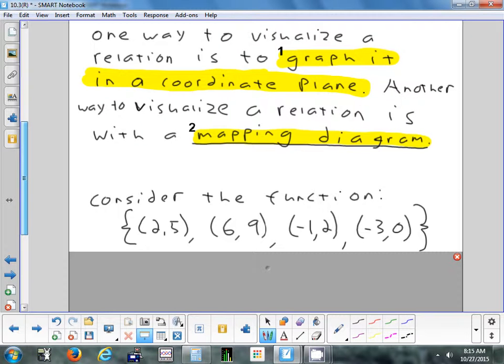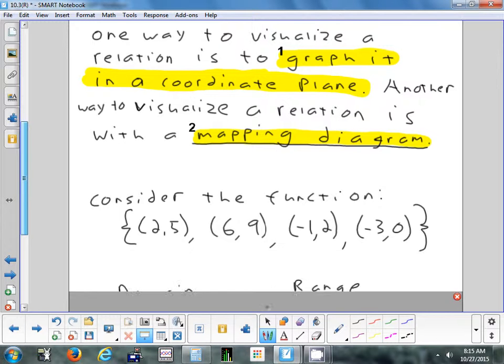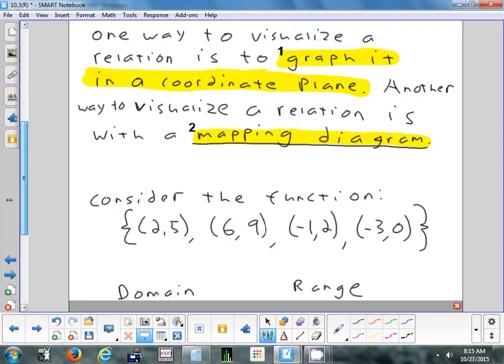I think yesterday I even drew a quick mapping diagram. I don't think I talked too much about it, but I drew some lines between numbers. We'll show you what a mapping diagram is. We're going to take this set of ordered pairs, these 4 coordinates, and turn it into a mapping diagram. The way you make a mapping diagram is you put the domain on the left and the range on the right.